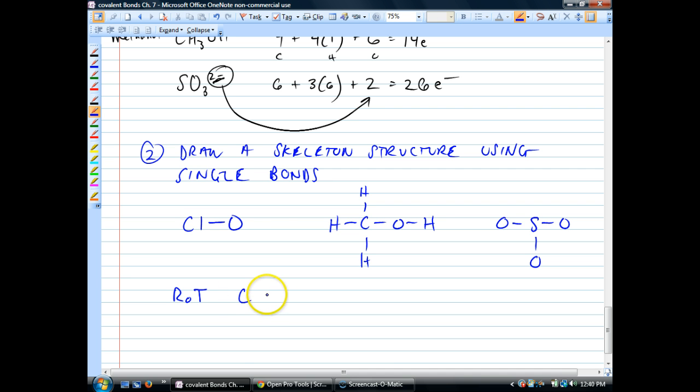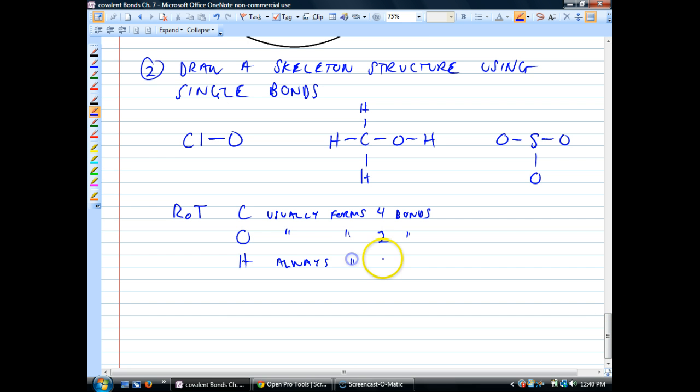Carbon usually forms 4 bonds. Oxygen usually forms 2 bonds. And hydrogen always, almost always, forms 1 bond. So that is a good rule of thumb.